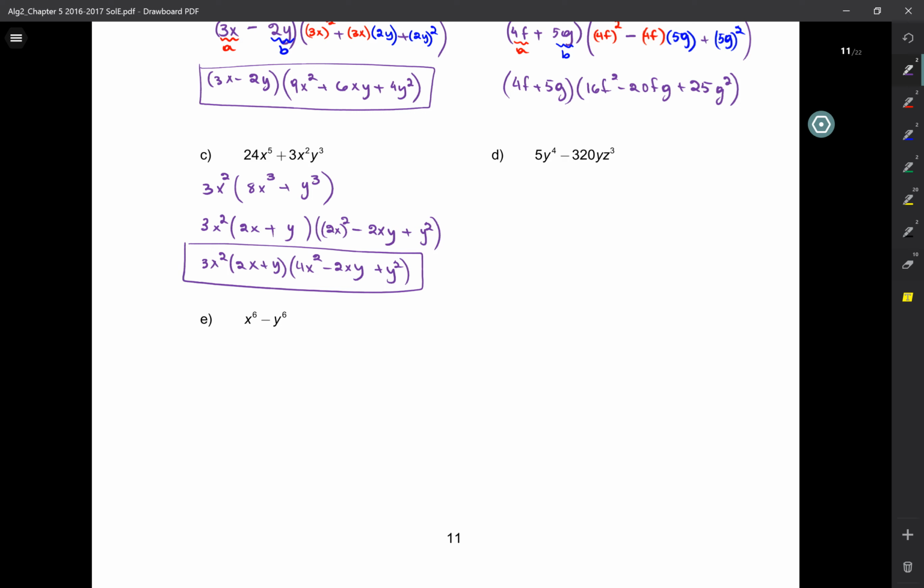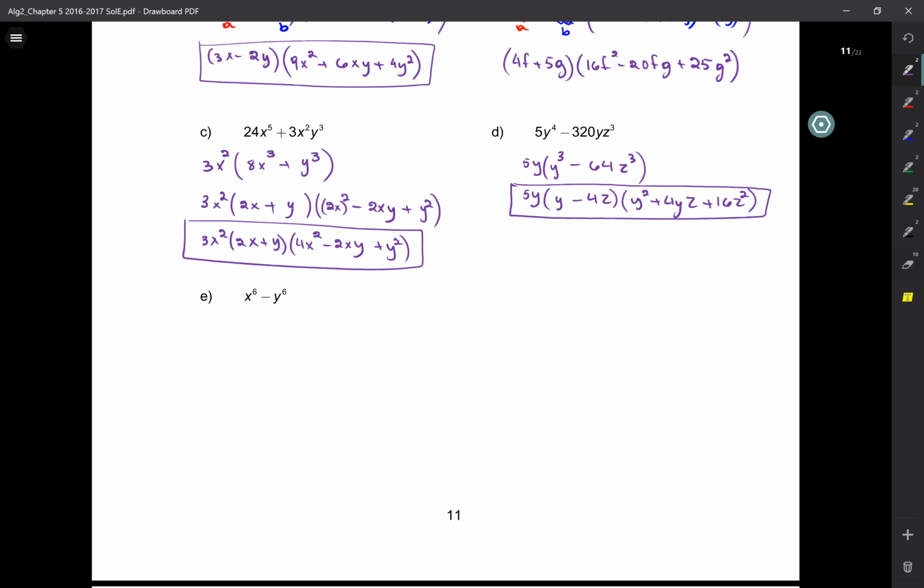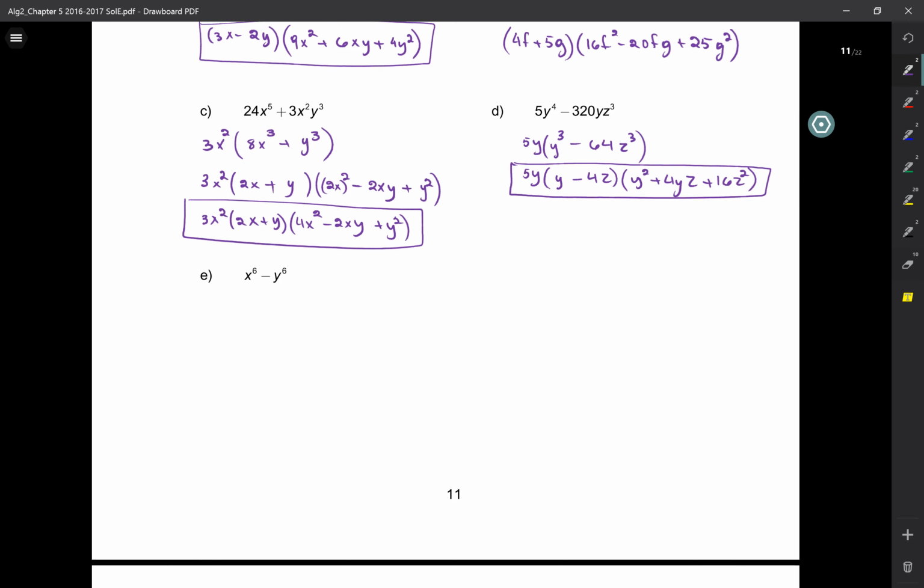All right, you need to do the next one, but before that, can we factor out a 5 and a y? What do we get when we do that? Y cubed minus, what's 320 divided by 5? 64. Z cubed. All right, so you're on your own, and I'll pause this for 2 minutes. You have 2 minutes. So it's 5y that we had factored from before, y minus 4z, and y squared plus 4yz plus 16z squared. All right, so let's jump to this next one, e.